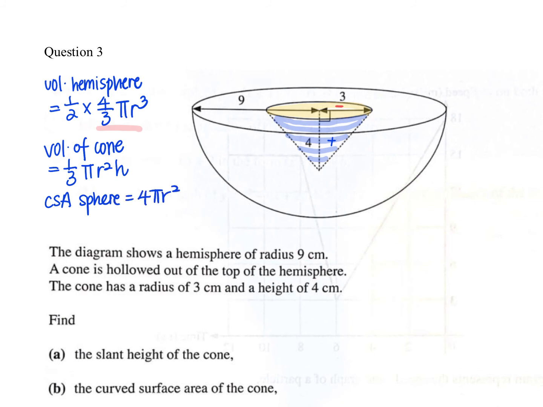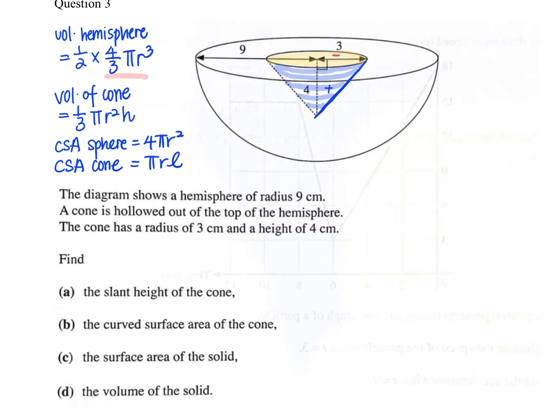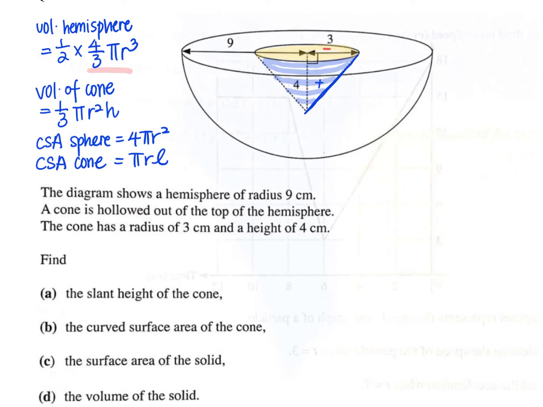Okay, and the curved surface area for a cone is given by pi RL, where L is the slant height. So I probably need to find the slant height also. So this one is my L, the slant height. Okay, so let's take a look at our question. Number 1, part A, find the slant height of the cone.